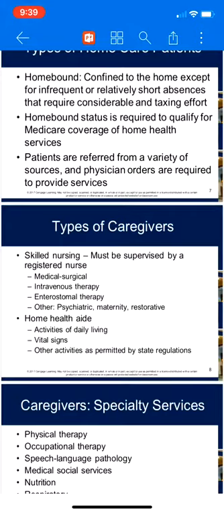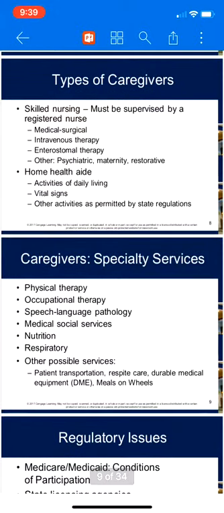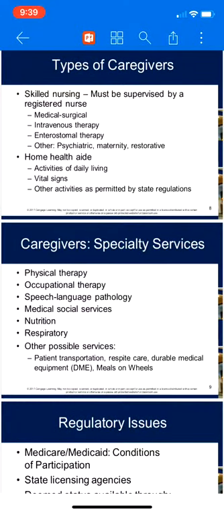Then we have different specialty services. So we have these different disciplines: physical therapy, occupational therapy, speech language pathology, medical social services, nutrition, respiratory, patient transportation, respite care, homemaking services, medical equipment, meals on wheels, and so on. So we're going to touch briefly on each one of these.